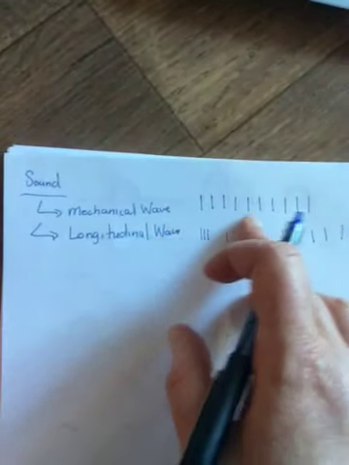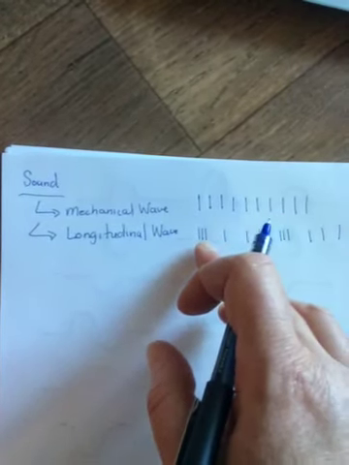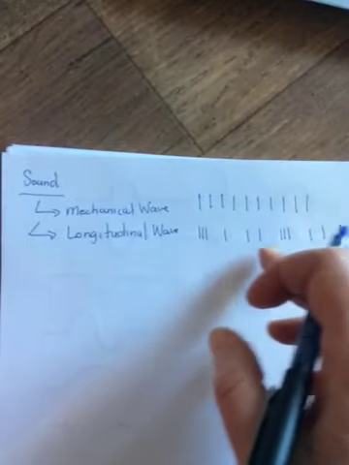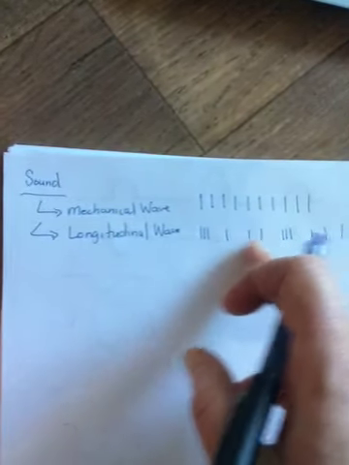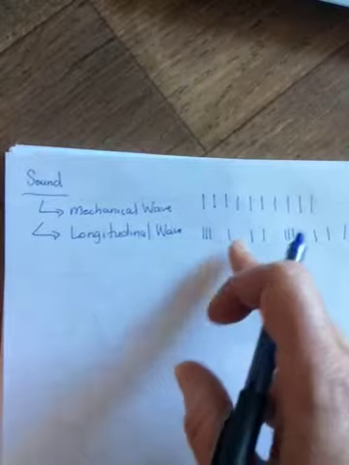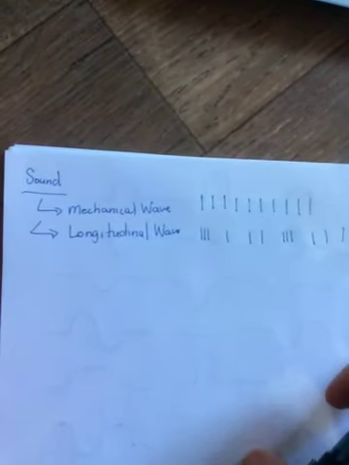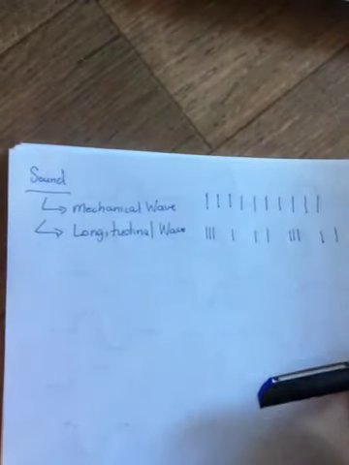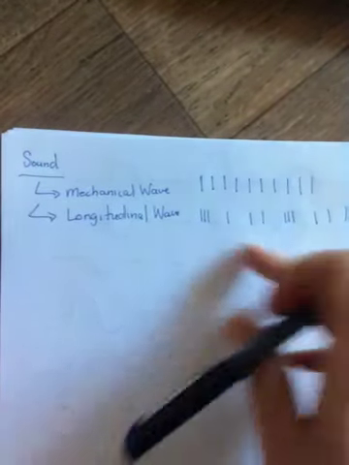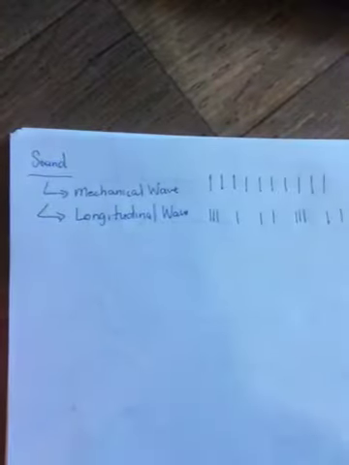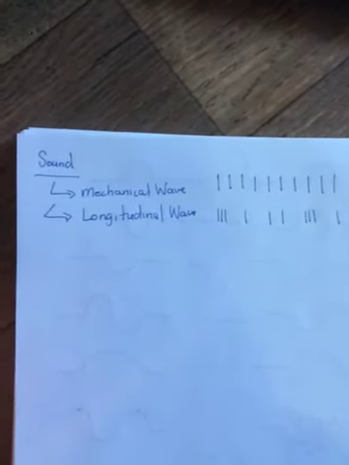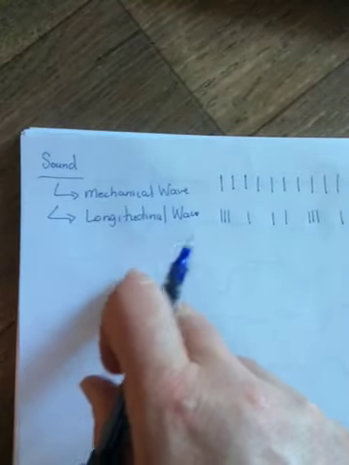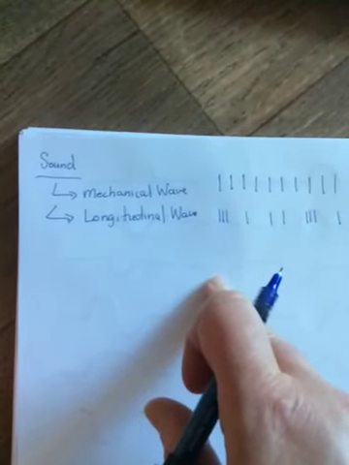So obviously the closer the molecules are together, the more dense the material, the easier it is to pass this vibration along. So that's why it can move fastest through solids, because the molecules are very close to each other and touching. More difficult in liquids because the molecules are moving all around. Even more difficult in gases because they're moving all around and more spaced apart. Okay? So the more dense the medium, the faster it travels.